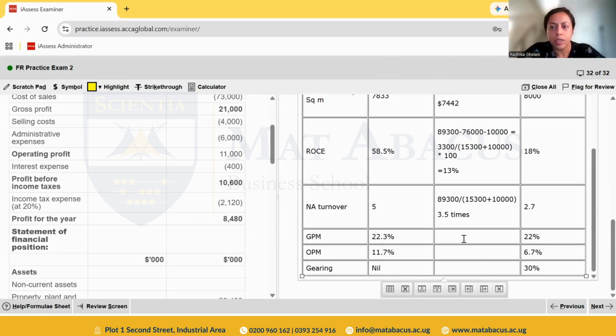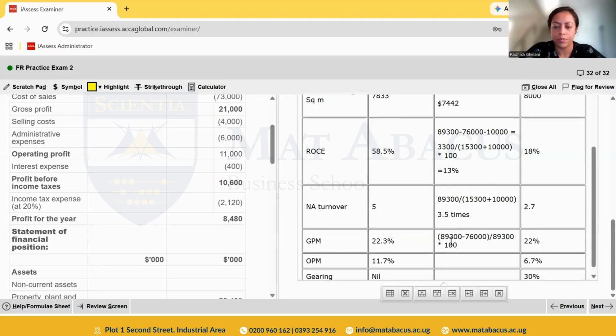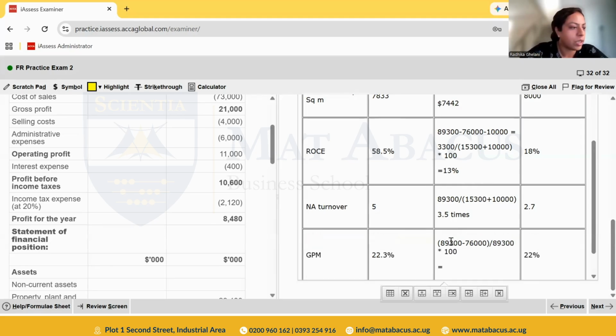Gross profit margin. Gross profit margin is simply our gross profit divided by sales revenue times 100. We need to get gross profit. We know the revised sales revenue is 89,300 minus the revised cost of sales is 76,000. So that's your gross profit. Divide by sales revenue of 89,300 times 100%. When you work that out, that gives us our gross profit margin as 15%.